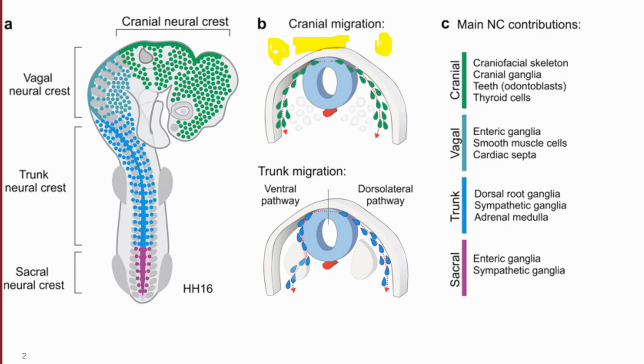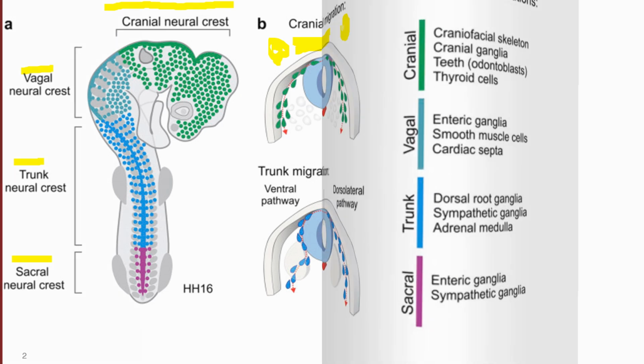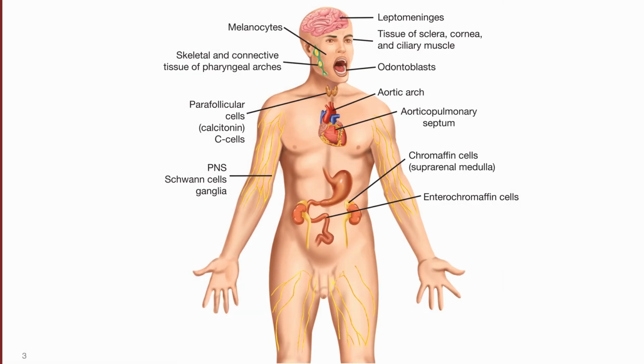So there are cranial neural crest cells, vagal neural crest cells, trunk neural crest cells and sacral neural crest cells. Memorizing neural crest cells is always a very tough job. So here I come with a mnemonic for the adult derivatives of neural crest cells. The mnemonic is MOTEL PASS.